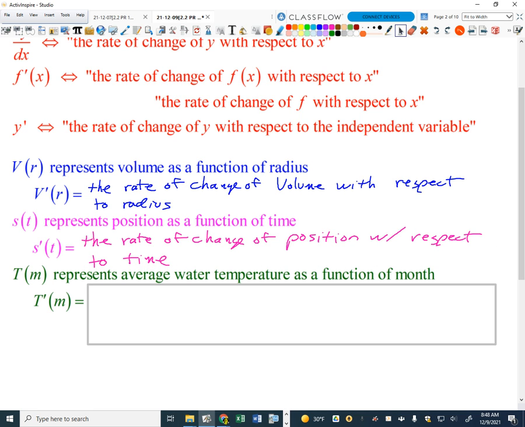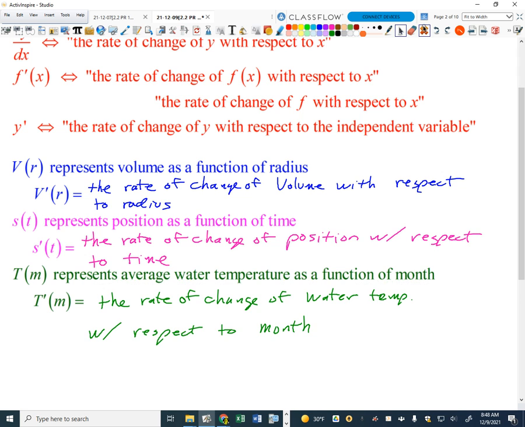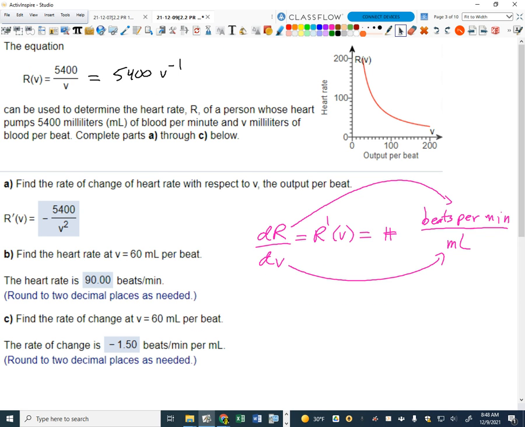And if T(m) represents average water temperature as a function of month, T'(m) would be, what's that going to be? The rate of change of the water temperature with respect to the function. With respect to the month. The month. There you go. Perfect. That's it. Very good. This is where you see that there are lots of applications of this in science.